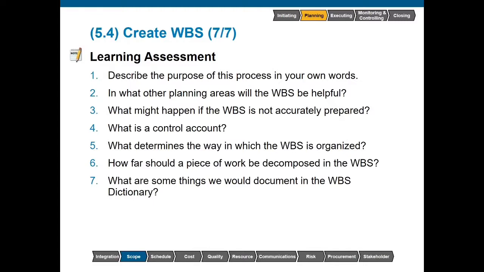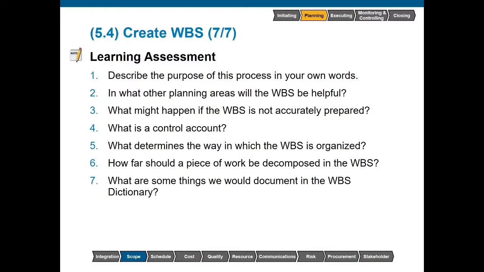What is a control account? A control account is a management control point where we're going to make a comparison between the actual cost, the schedule, and the scope to see if we have any variances there. Are we ahead of or behind schedule? Are we over or under budget, and so on?